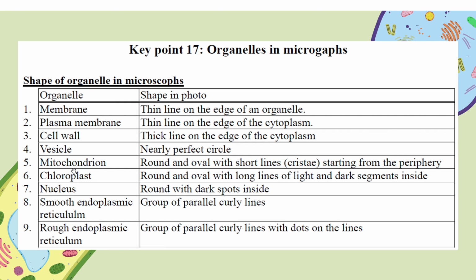And mitochondria, remember, short lines. Chloroplasts, long lines with dark segments. Dark is the stroma, and the nucleus is always round with a dark spot. Remember, smooth endoplasmic reticulum is parallel lines, and the rough one has some dots on it.